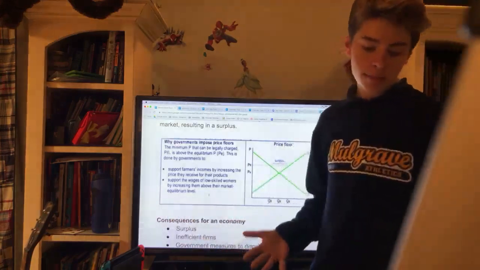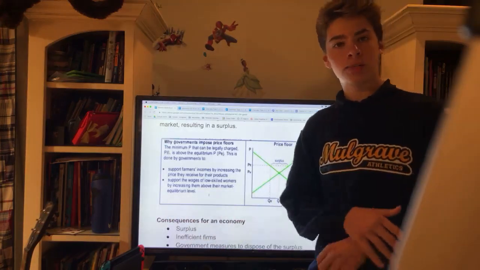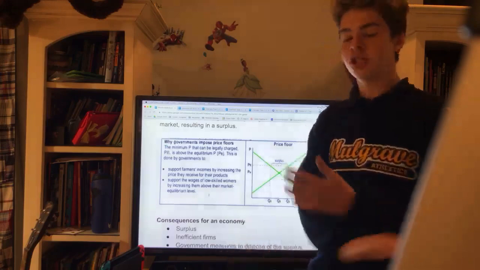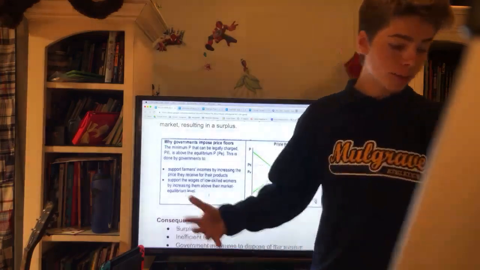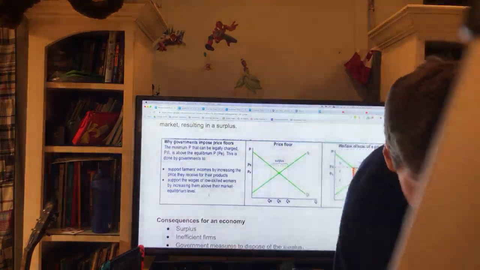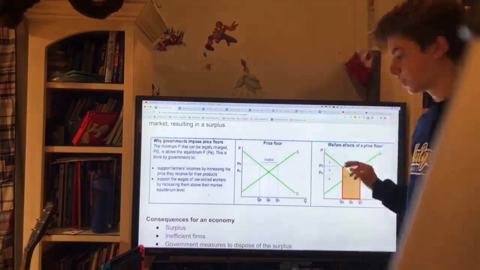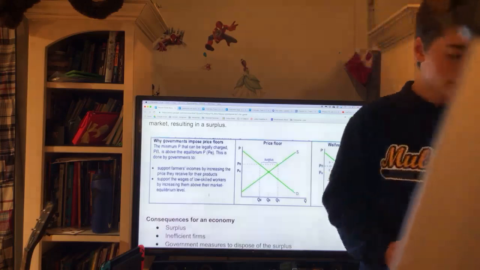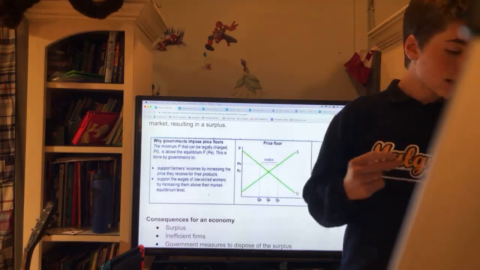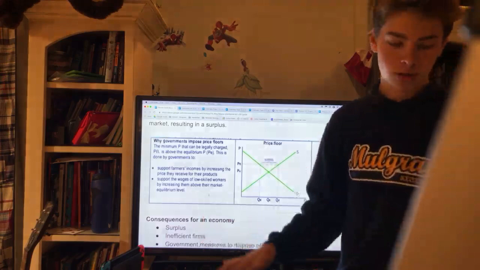The government has to buy it up, or else it'll be destroyed basically. And the governments don't want that, of course, so they buy up this area right here. It's called the dead weight loss. Basically, goods and services that are just lost like that because no one wants them.